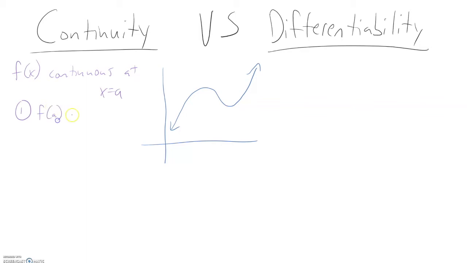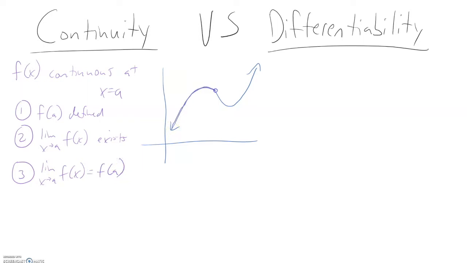First, the function value f of a must be defined. Second, the limit as x approaches a for the function must exist. We must have a two-sided limit. And the third condition, to be continuous at any point along this graph, that limit value and the function value must be exactly the same. Visually, this just shows up as we can trace over this entire graph without ever lifting up our pen or pencil to draw a discontinuity, hole in the graph, asymptote, jump, anything like that.